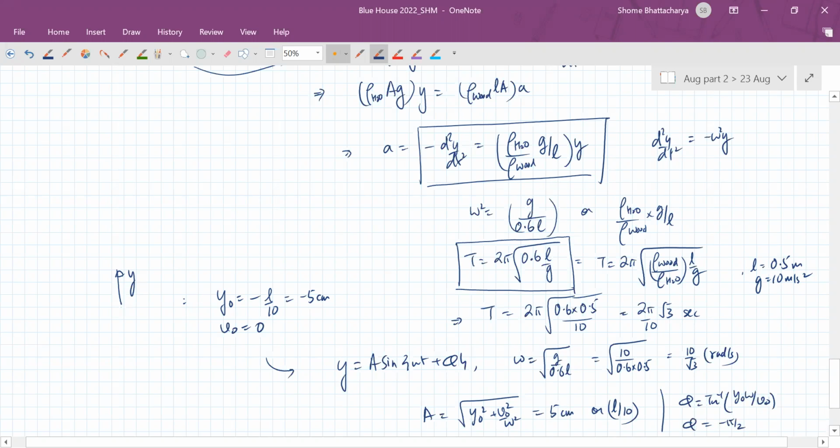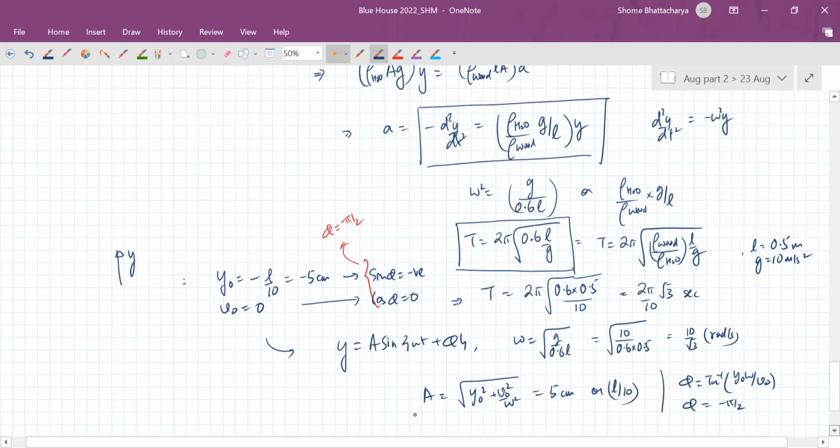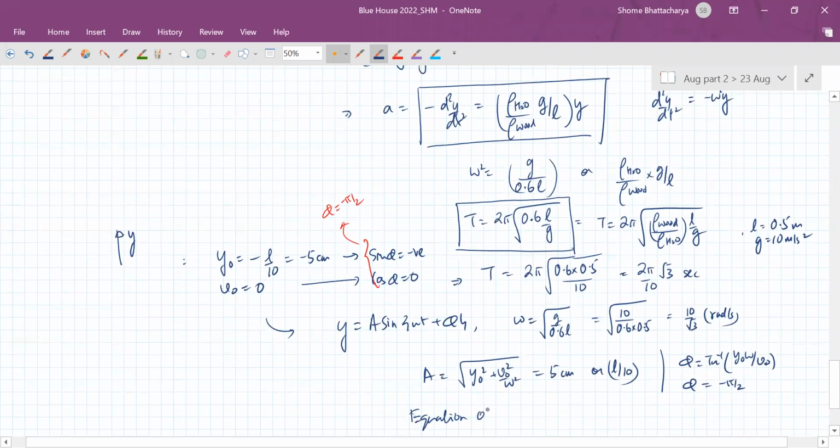It's tan inverse of an undefined quantity, division by 0. But here the initial position you can see is negative. So the phase constant should be such that sine phi should be negative and cos phi should be 0. That thing we had discussed earlier in the kinematics of SHM, and it becomes important here. So the phase constant would be minus pi by 2 instead of plus pi by 2. So the equation of the SHM would be y equal to A sine omega t minus pi by 2, or minus A cos omega t.